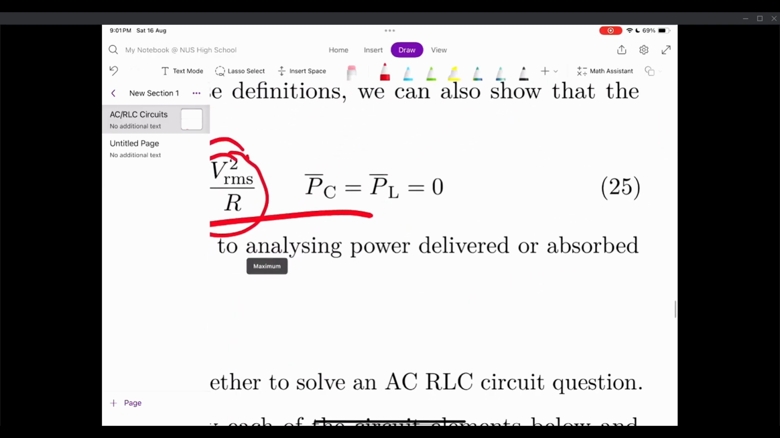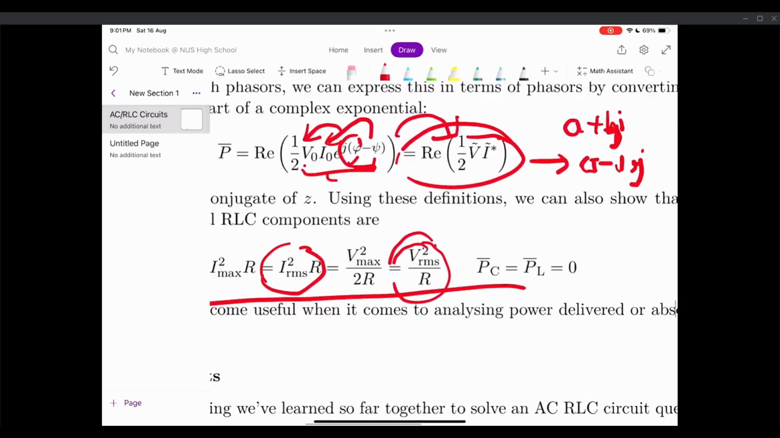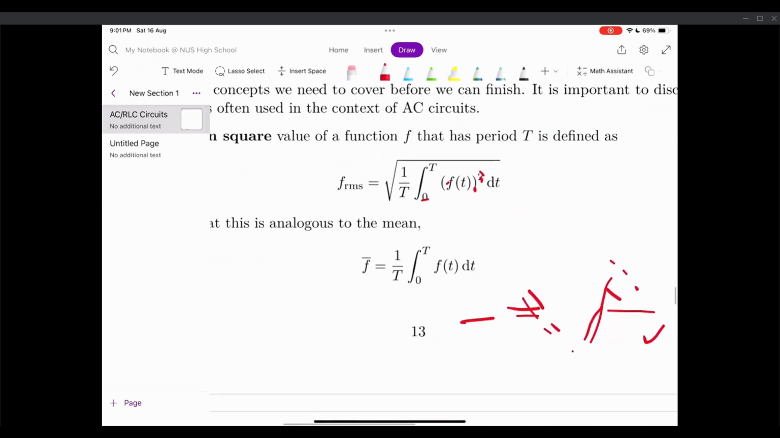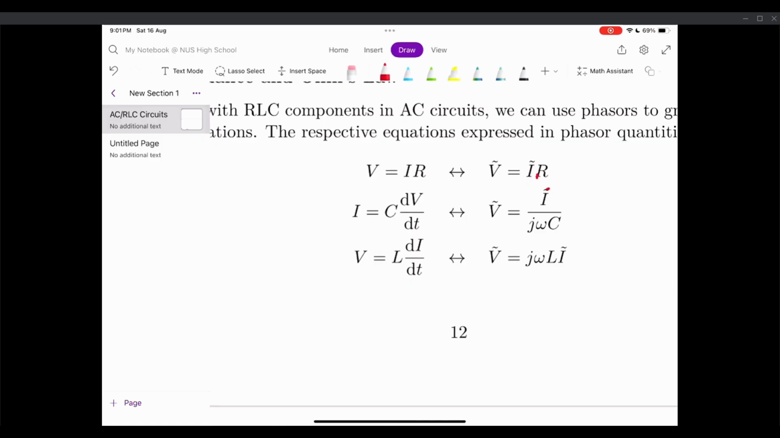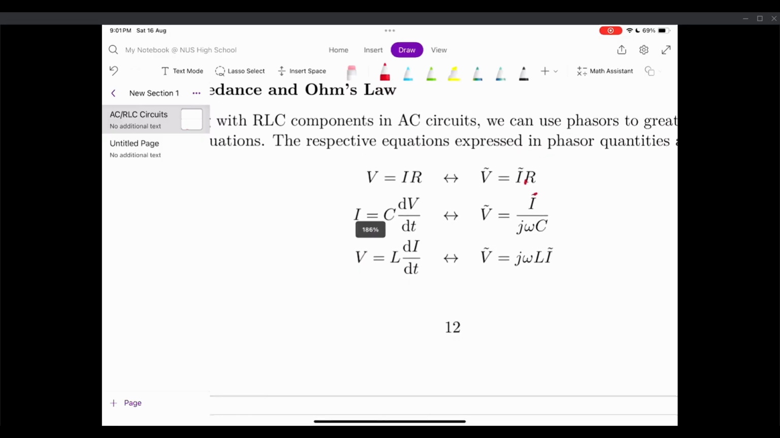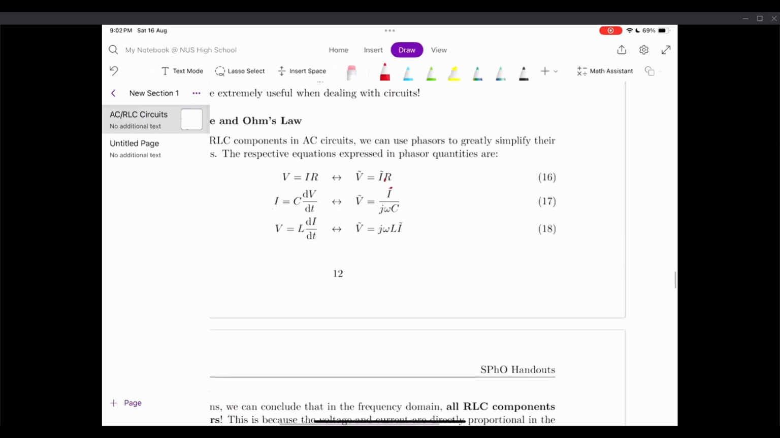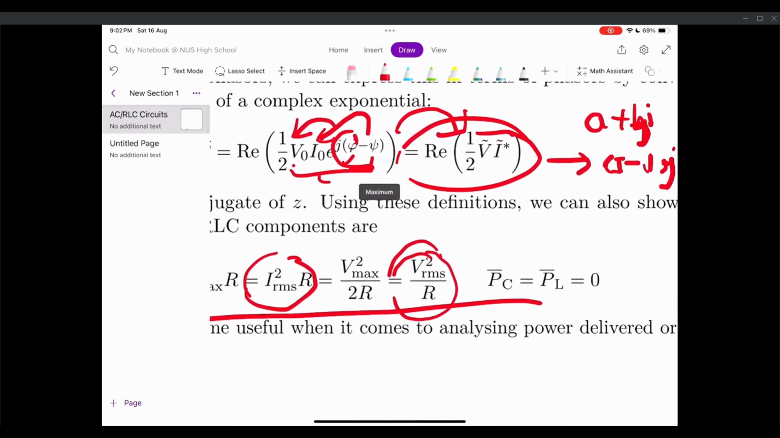Another thing to note is that the net average power absorbed by a capacitor and an inductor is actually 0. I'm not going to show it right now, but because of equations like this, you know that your voltage and your current are 90 degrees out of phase. Or if you look at the phasor quantities, they differ by a factor of j. Because of that, when you plug in this formula, you get that your real component is 0.